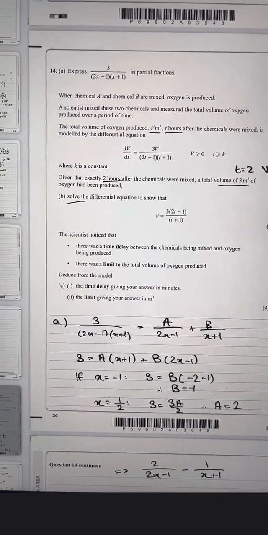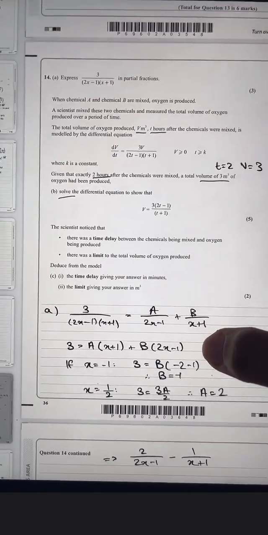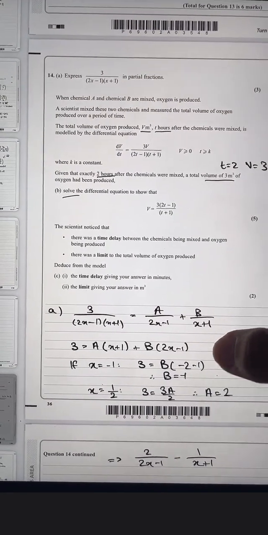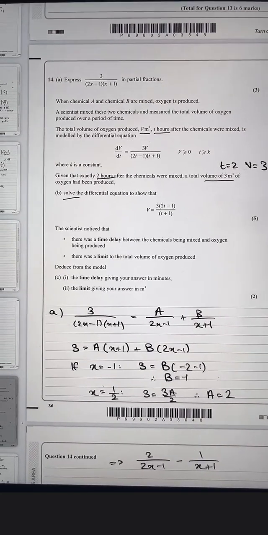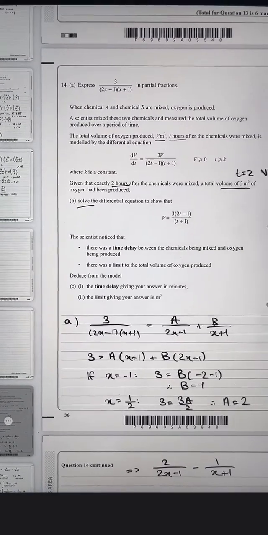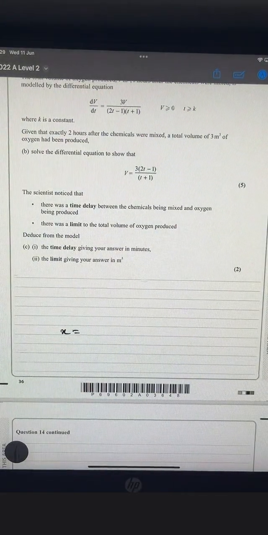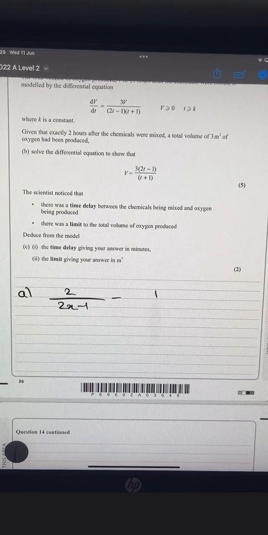Then I want to get rid of the B term. How am I going to get rid of that? Well, that would go if x is equal to a half, right? So 3 is equal to 3A over 2, so A is just 2. So that is what it looks like when I'm expressing this in terms of partial fractions, okay? 2 over (2x minus 1) minus 1 over (x plus 1). I'm going to write that here because this PDF keeps messing up and deleting my work, which is annoying. All right, so in part A, I have 2 over (2x minus 1) minus 1 over (x plus 1).